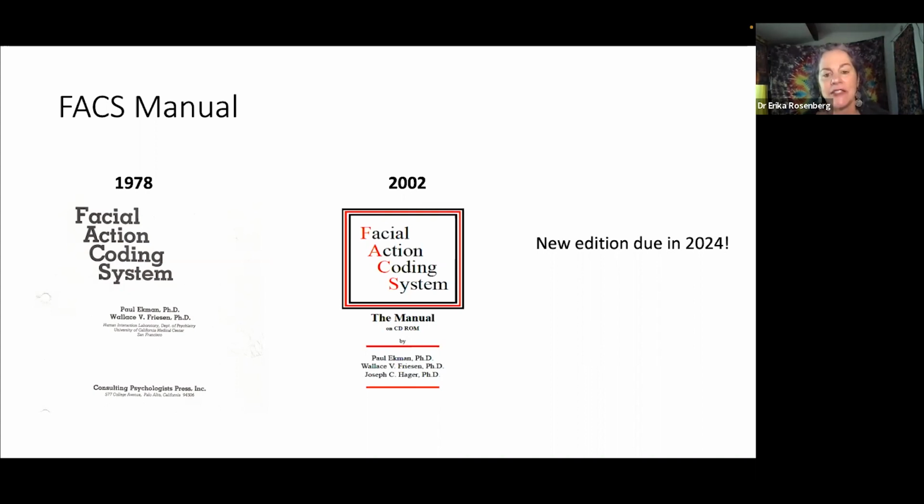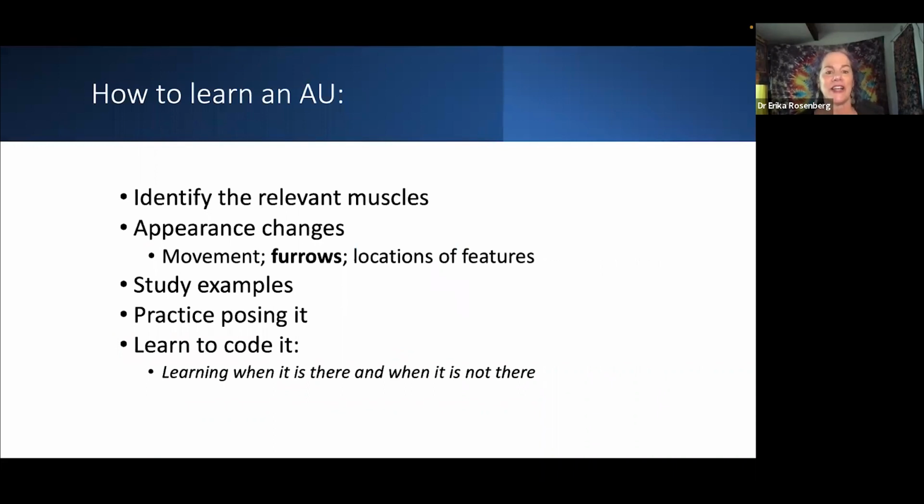And while it might still seem very crude if you've engaged with it, it was a huge improvement. And there were some changes in the content between 78 and 2002. I'm currently working on the new manual, so that is due out in 2024. Stay tuned. All right, so how do you learn an action unit?